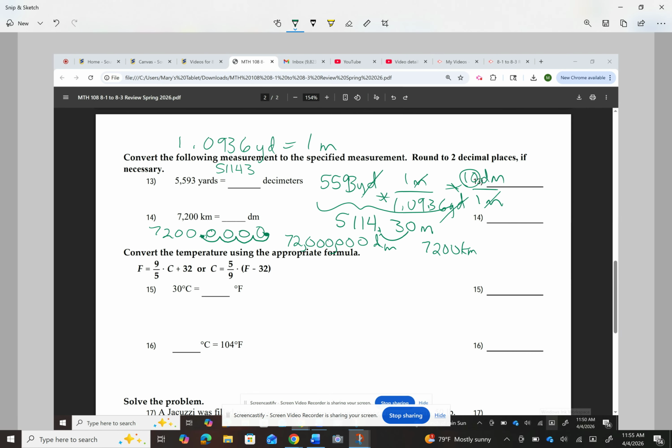Okay. All right, and then sometimes people like to use the unit analysis. When I'm using the unit analysis on this, I'm thinking 7,200 kilometers, 1 kilometer is 1,000 meters because of the meaning of kilo. But I want meters out of there, and I know 1 meter is the same as 10 decimeters. And so then I could take that 7,200 and multiply it by 1,000 and by another 10, and I would get the same thing, the 72 million decimeters. Okay. All right, let's go ahead and move on.